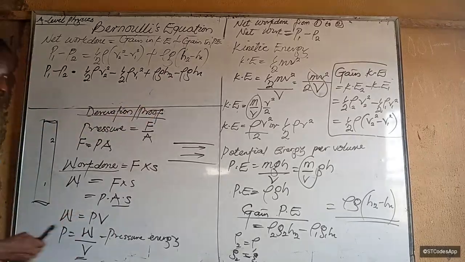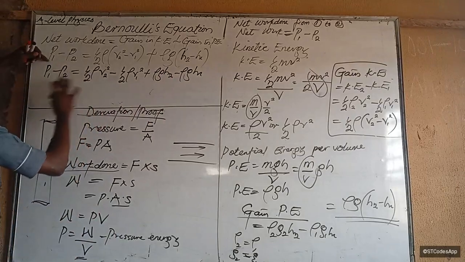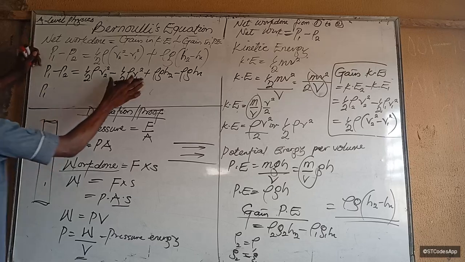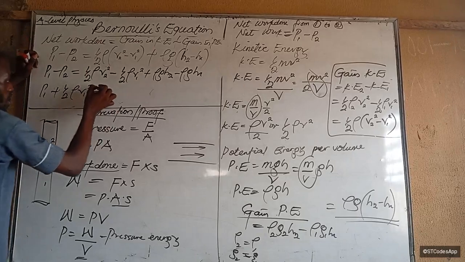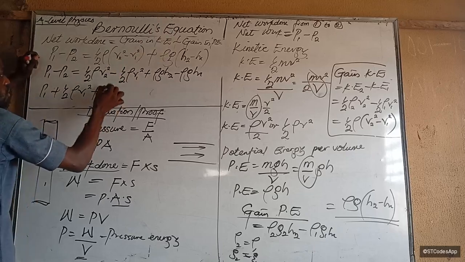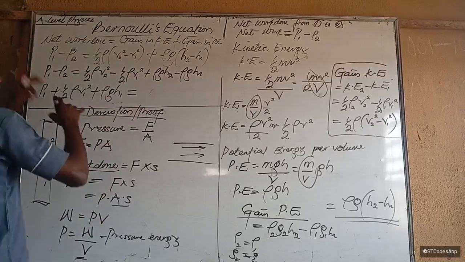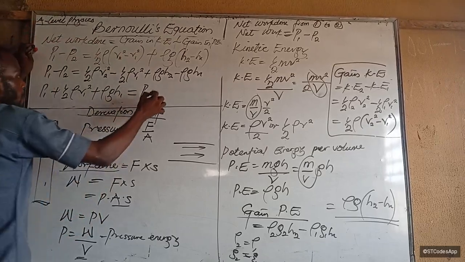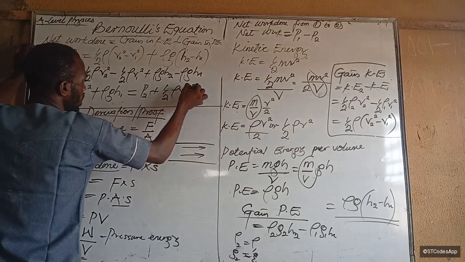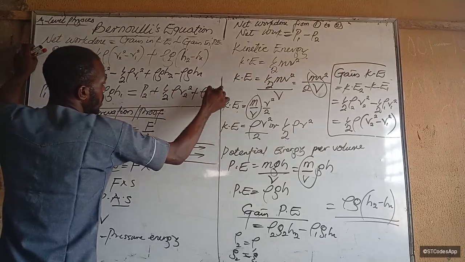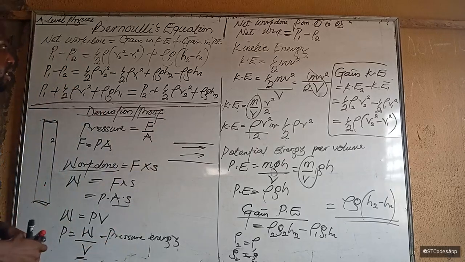Now you'll see that there are expressions for 1 and expressions for 2 here. So we are going to collect like terms. These ones that have 1 will come together. P1 stays, plus half rho V1 squared plus rho g h1 is equal to, P2 will come here, becomes positive, P2 plus half rho V2 squared plus rho g h2. And this is the expression for Bernoulli's law.